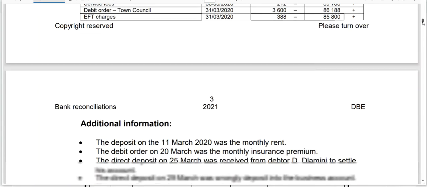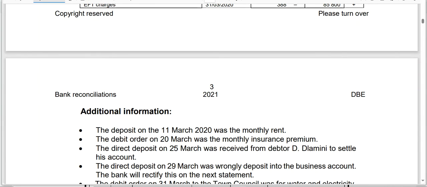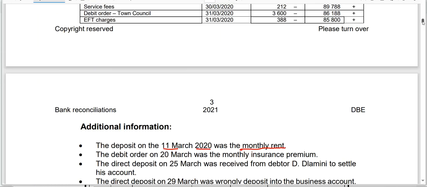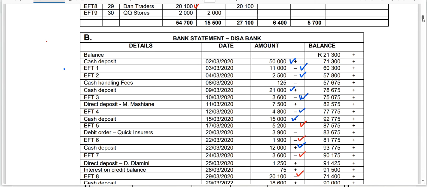So let's start with the first adjustment. Here they're saying the deposit on 11 March 2020 was monthly rent, so we need to go to the 11th of March. If you look at the 11th of March where there's a deposit, it's here. It's a direct deposit from M Mashiane, and they said that this was for rent. So I'm going to tick it to show that we are going to record it so that we don't confuse ourselves. Okay, so that rent income, we're going to record it now.